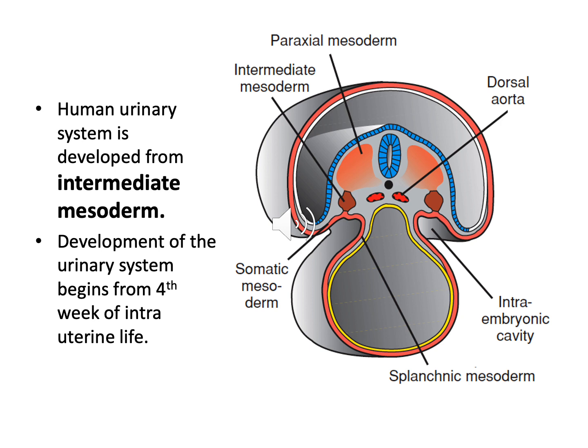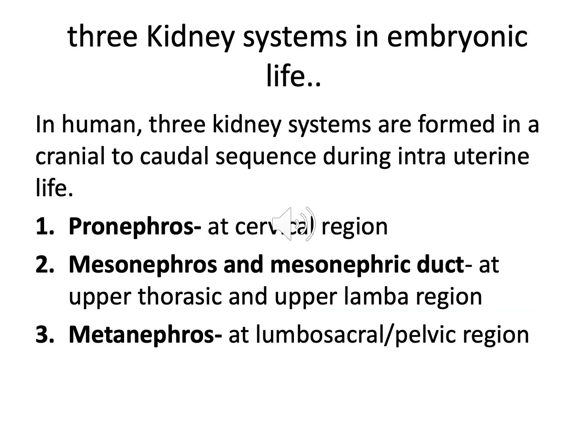As I told earlier, development of the urinary system begins from the 4th week of intrauterine life. In humans, there are 3 kidney systems formed in a craniocaudal sequence during intrauterine life. These are pronephros, mesonephros and mesonephric duct, and metanephros. The pronephros is situated at the cervical region, the mesonephros and the mesonephric duct at the upper thoracic and upper lumbar region, and the metanephros at the lumbosacral or pelvic region.